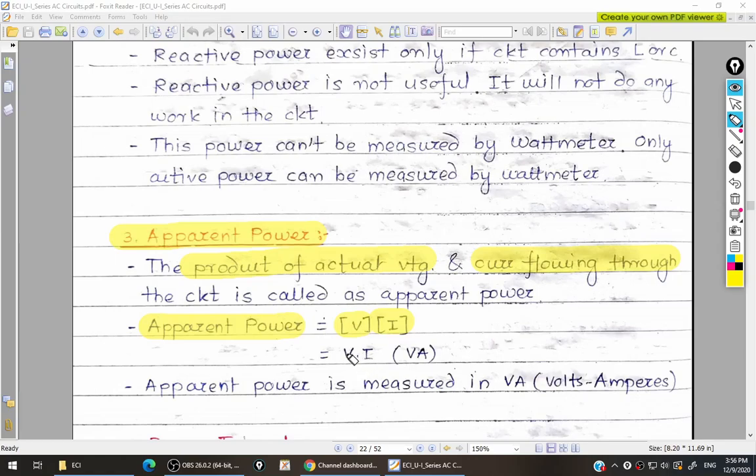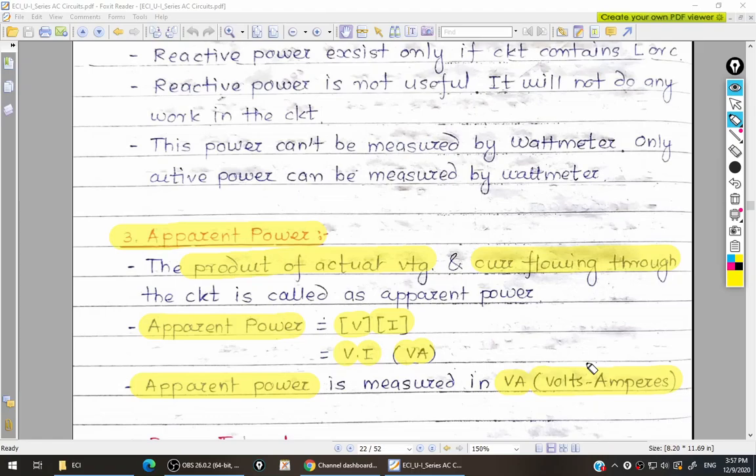Okay, so voltage is measured in volts and current is measured in amperes. So the unit for the measurement of apparent power is nothing but VA, or volt amperes. Okay, and apparent power is nothing but the total power in the circuit. So if we combine active power and reactive power, then finally we will get apparent power.